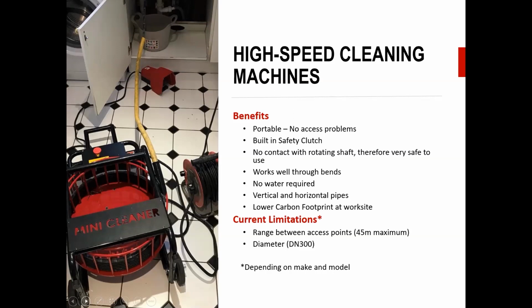We call them high speed because the slow speed that these machines operate at is 500 RPM, whereas on the traditional electromechanical machines, their top speed is 500. Then, depending on the model, that will go up to 2,900 RPM. And they work from DN32 to 300 diameter pipes. There are various manufacturers out there now.